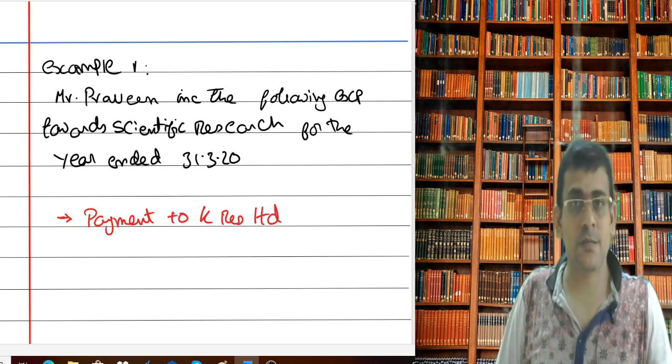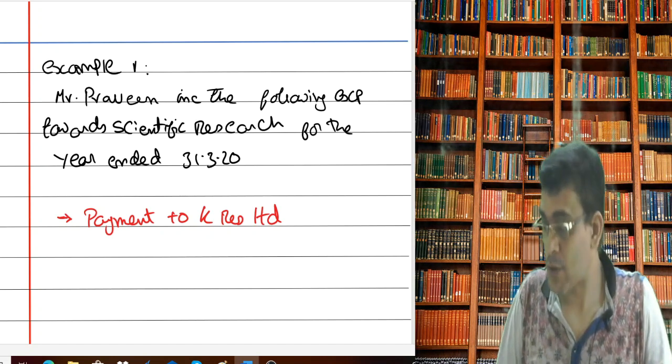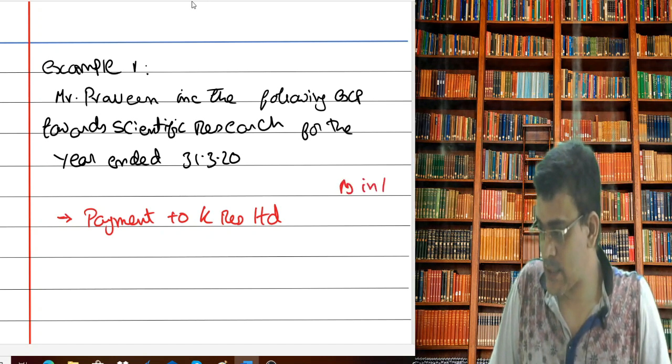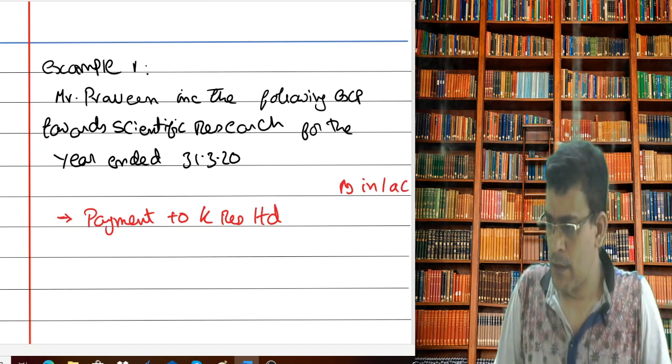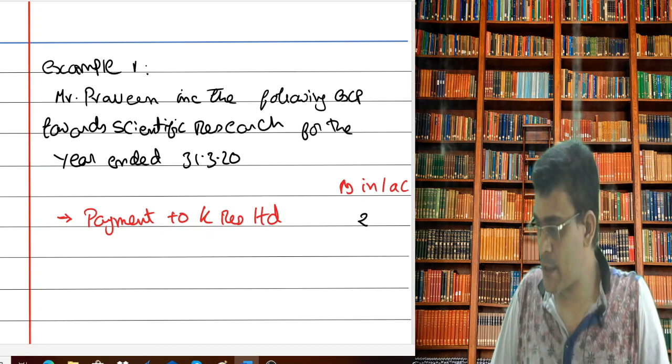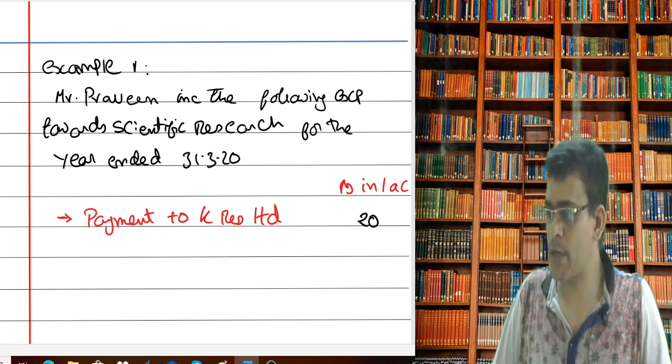As the name says, the company's main objective is doing some sort of research. Let us consider everything in rupees in lakhs. Now, let us see what is the amount. The amount is given there as 20 lakhs. So ultimately, payment to K Research Limited, 20 lakhs is the amount made.